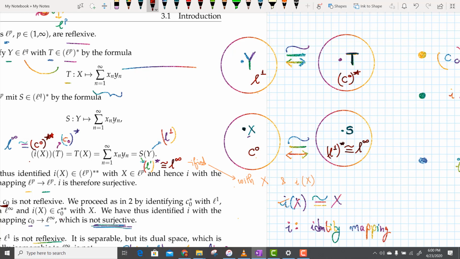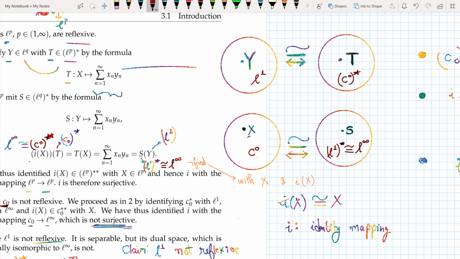I take my space, I take a point y in L1 and I identify y with t. Just like the previous example, I apply my operator t to the elements of my set x. In this case, this makes perfect sense because t belongs to C0 star and x belongs to C0. So I get this quantity here.